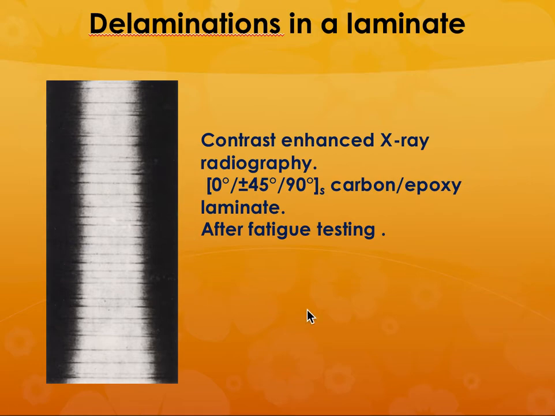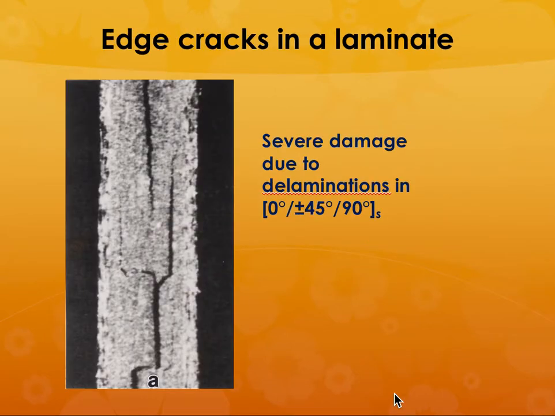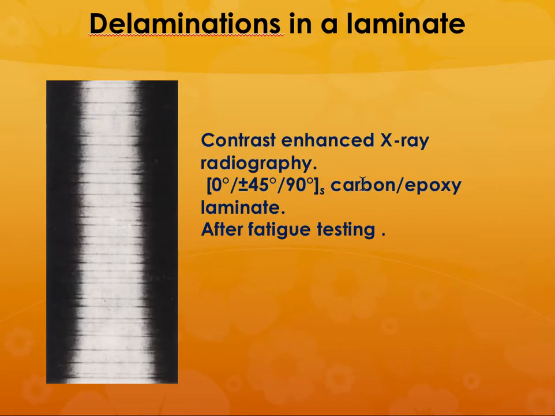So this is typically done by contrast enhanced X-ray radiography. And how do they do that? They take a solution of iodine and dip the composite material into iodine, and when they expose it to X-rays, if there is a delamination, that shows up on the X-ray plate. In this case, it is 0 plus minus 45 90 degrees symmetric.